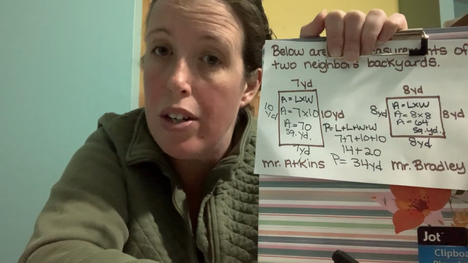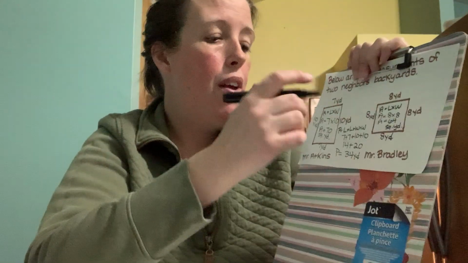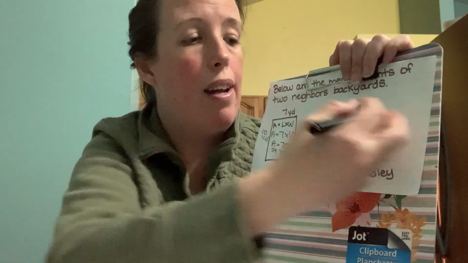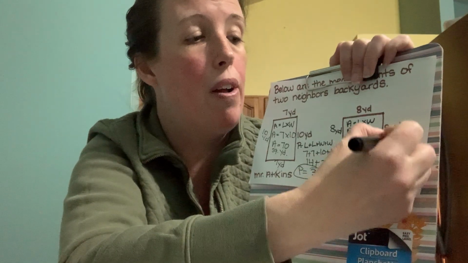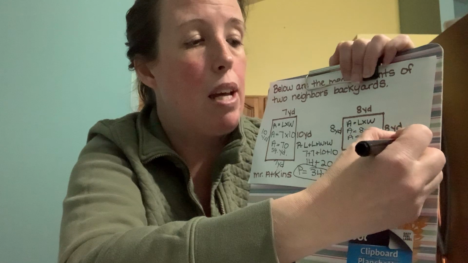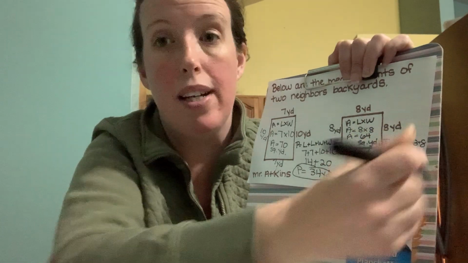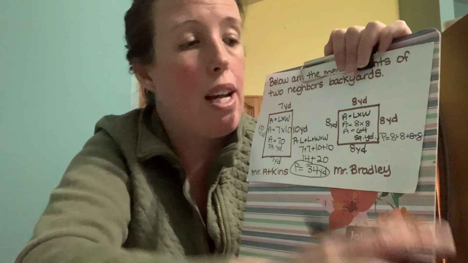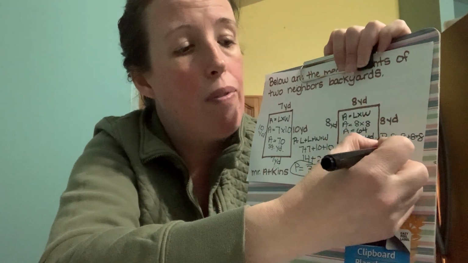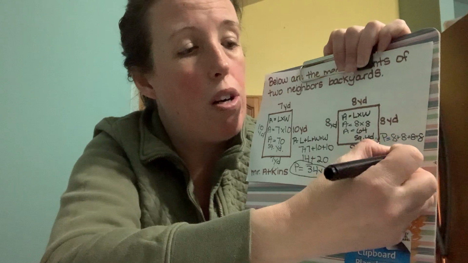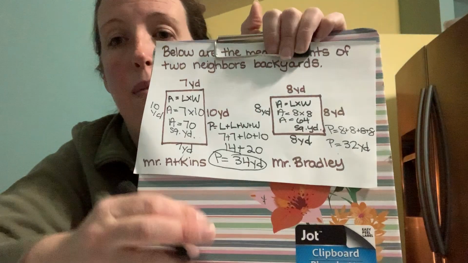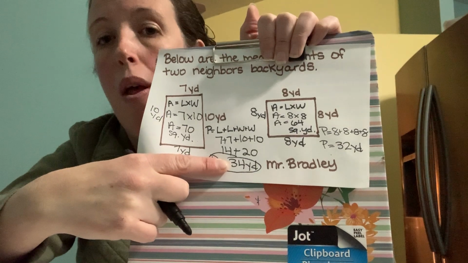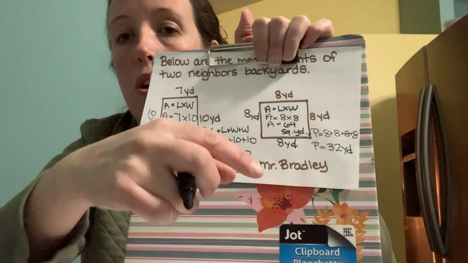They're not square yards, they're just yards. That's my perimeter for Mr. Atkins. Now let me try Mr. Bradley. I could say perimeter equals 8 plus 8 plus 8 plus 8 and do repeated addition. Or I can use my math fact and use multiplication and say 8 times 4 equals 32 yards. So let me see. Mr. Atkins needs 34 yards of fencing. Mr. Bradley needs 32 yards of fencing.